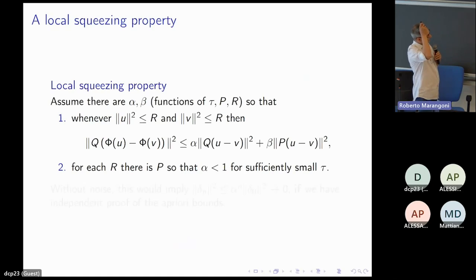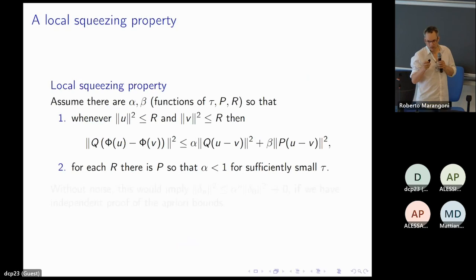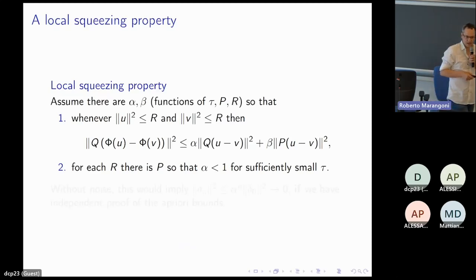Great. So the absolute key to the analysis is something that we call the local squeezing property, and we are not claiming any originality here, but we have just written this in a convenient way. In order to prove anything about your synchronization scheme in the context of 2D Navier-Stokes, or in fact any other dynamical system that you apply this approach to, you need this local squeezing property. So let me pick this apart.